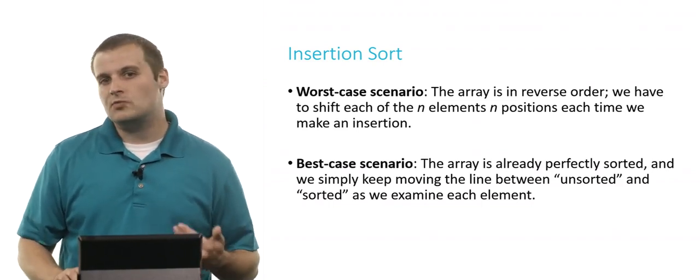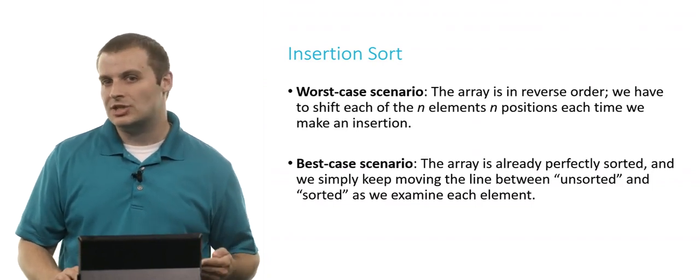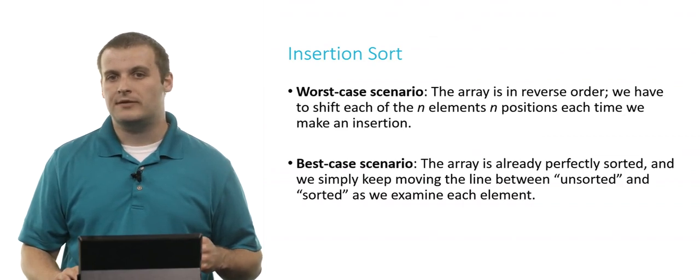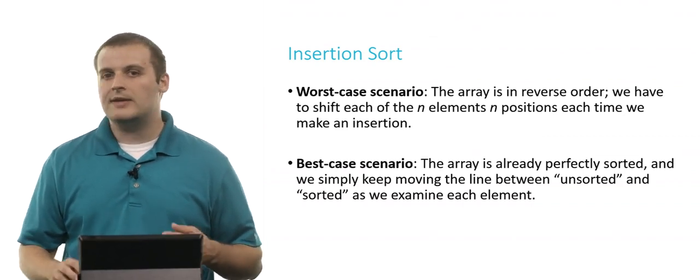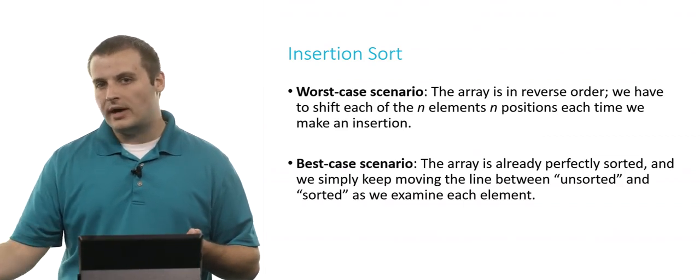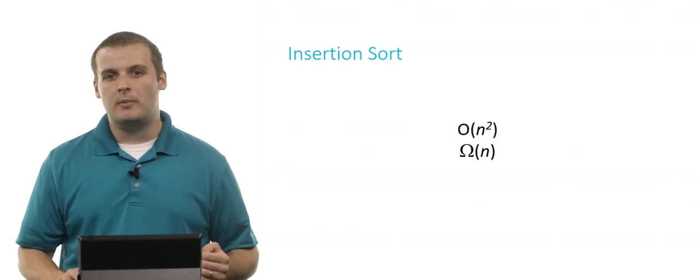So what's the worst case runtime then? Remember, if we have to shift each of the n elements, possibly n positions, hopefully that gives you an idea that the worst case runtime is big O of n squared. And if the array is perfectly sorted, all we have to do is look at every single element once, and then we're done. So in the best case, it's omega of n.